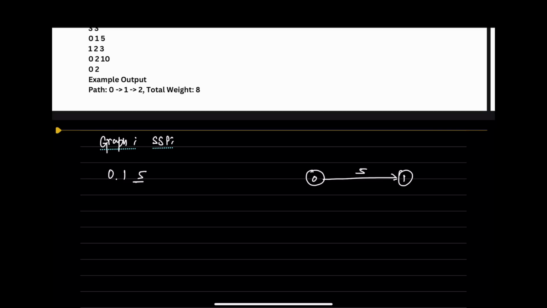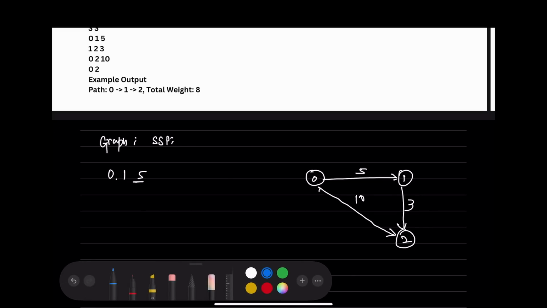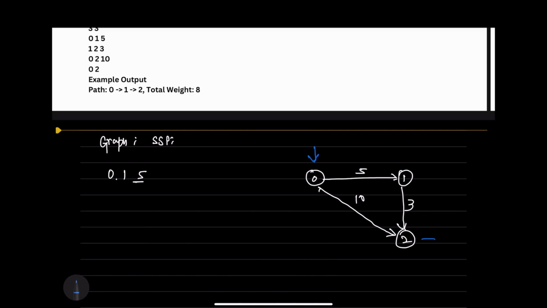5. Clear. Then we have 1 to 2. Let me create 2, and it has a weight of 3. And we have 0 to 2, which has a weight of 10. Now the source in the question says that from 0 you need to go to 2, and that particular traveling path should be the least.